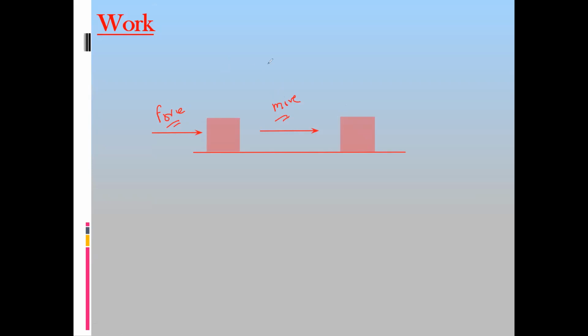So simply, if we want to calculate the work, work done is the product of the force which we apply and the distance which the object moves. For example, if I apply a force of 3 Newton, and an object travels 2 meters. So I applied a force of 3 Newton and the object travels 2 meters. So what is the work done? How much work is done?